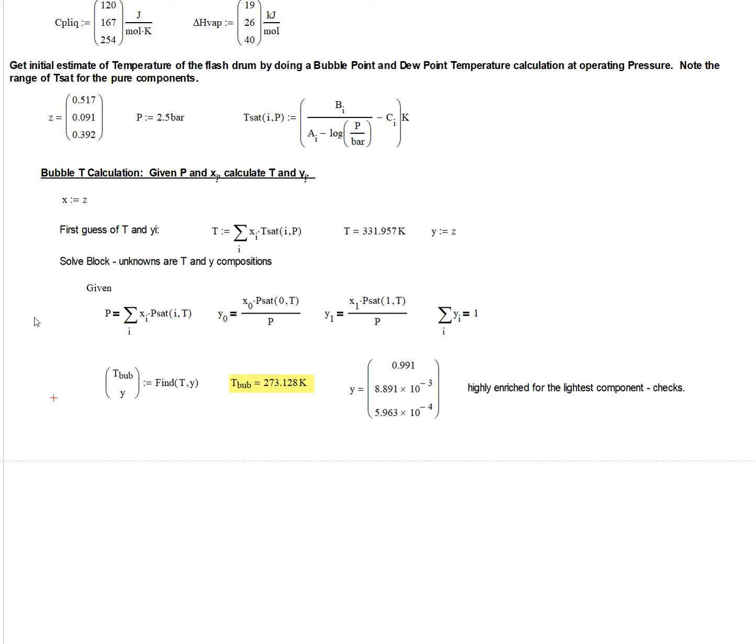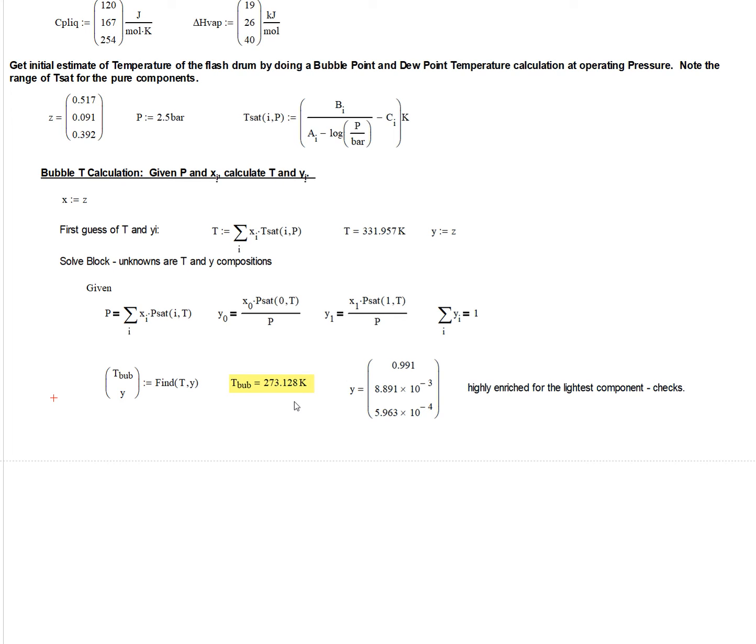And so we can set up a solve block. The unknowns are the temperature and the Y composition, so that is 4 unknowns, and so we're going to need 4 equations. We have our overall pressure, equilibrium relationship, and then our mole fractions. Here I have the Y0, Y1, and then I use the equation that the mole fractions have to sum up to 1. Use a MathCAD command to find the values of the bubble point temperature.